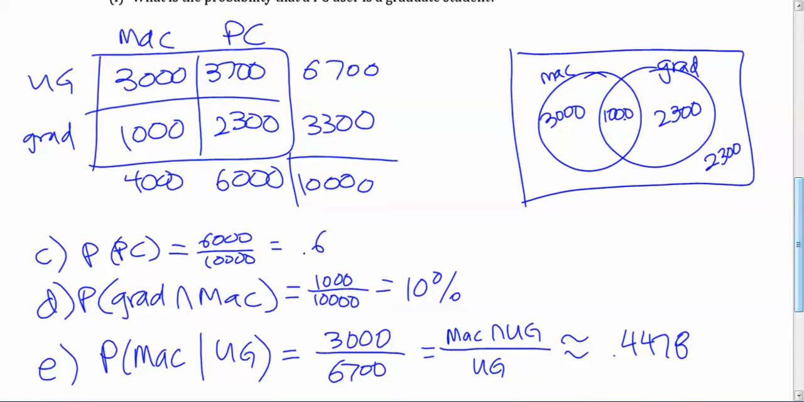So the probability that they use a Macintosh computer, given that they're an undergraduate student, it's going to be the 3,000 students that have Macs and are undergraduate students, out of the number of undergraduate students. So it's going to be 3,000 out of 6,700, which gives you a number that's about 55%.